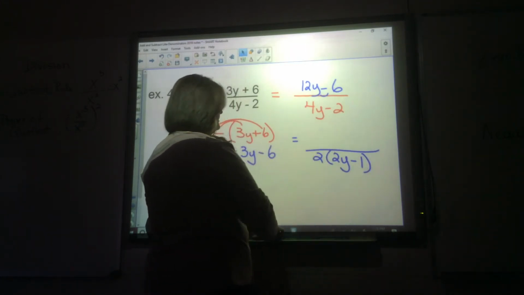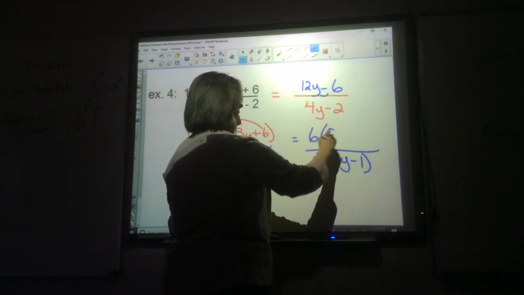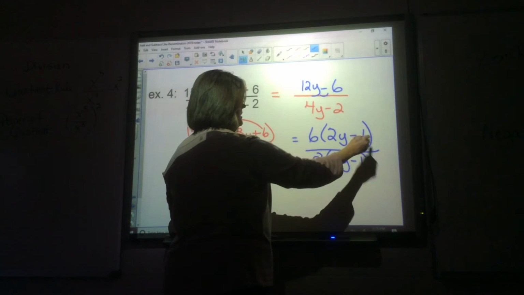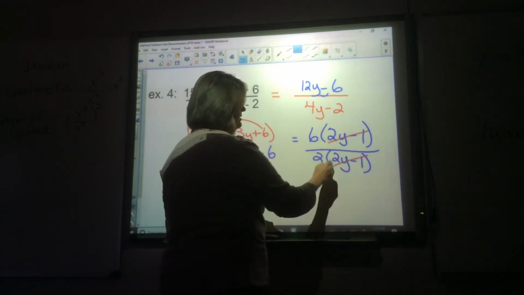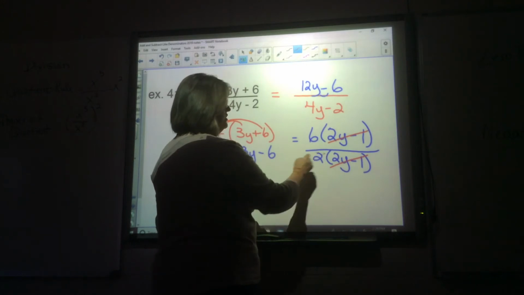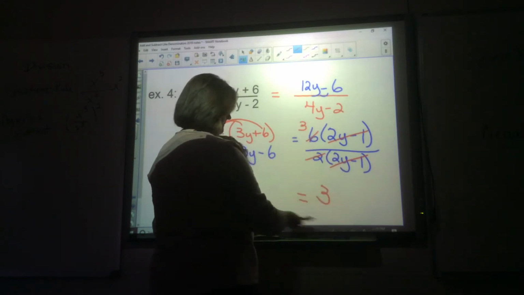So, when you factor this numerator and take 6 out, you get 6 times 2y minus 1, and 2y minus 1 cancels into 2y minus 1, and 2 goes into 6 3 times, and your answer is 3.